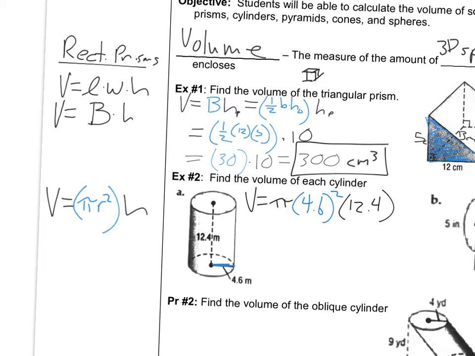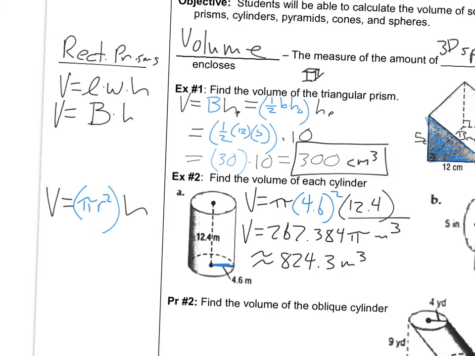Pretty easy. If you were to multiply those things together besides the pi, you'd get an exact answer of 262.384 pi, and this is in meters cubed. And then if you were to actually multiply it all by the pi, so that you can get a rounded decimal answer, you'd get that the volume is approximately 824.3 cubic meters. And so either one of those could be correct, depending on whether they're asking you for an exact or a rounded answer.